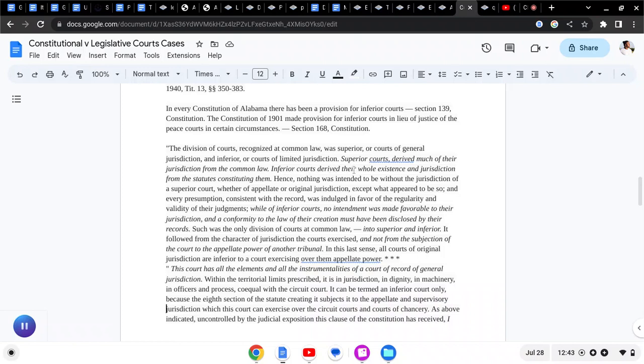Inferior courts derive their whole existence and jurisdiction from the statutes constituting them. I think I read something wrong. Superior courts derive much of their jurisdiction. Oh, no, I read that right.